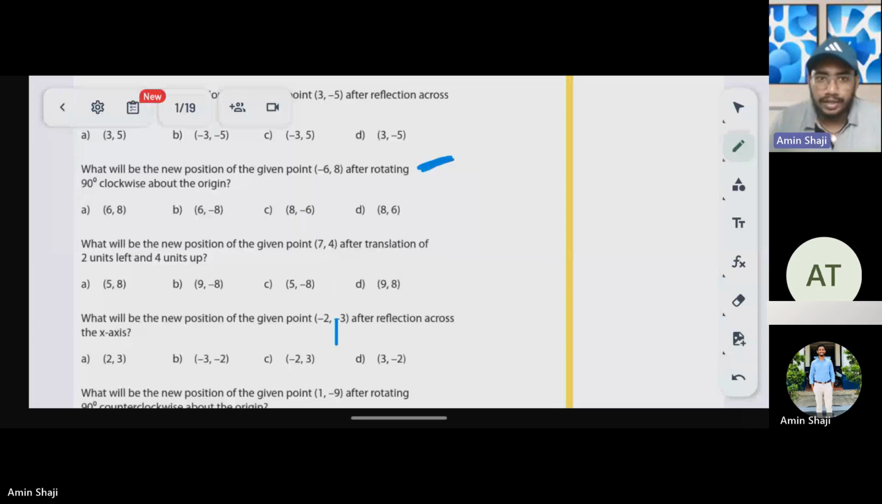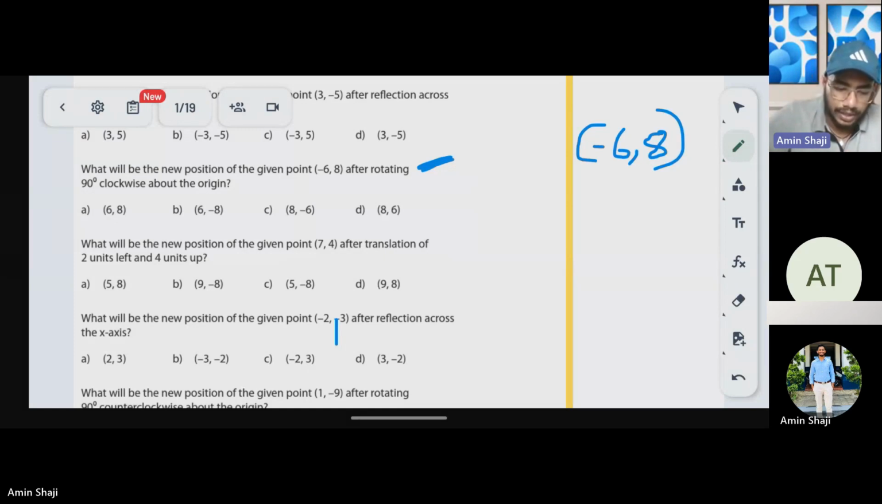Always remember this idea. When you are rotating 90 degrees, the coordinates swap or interchange. That means here I'm trying to rotate -6 and 8, which is the coordinate of the point that I'm trying to rotate. I'm rotating it with respect to the origin itself, no problem. So when I rotate it, this 8 and -6 will interchange.